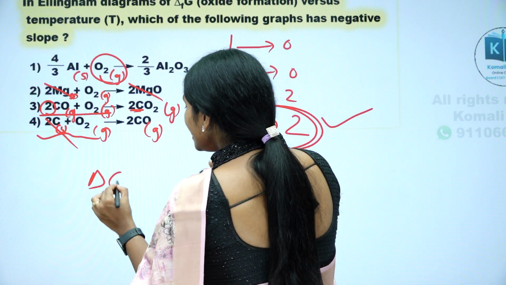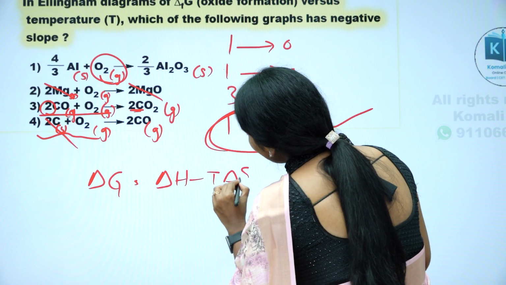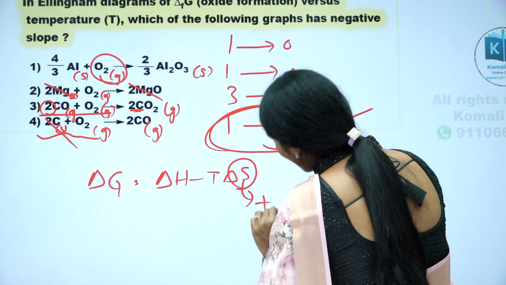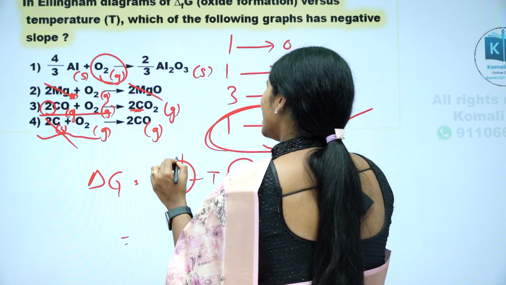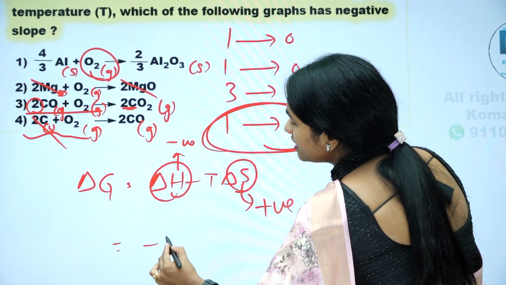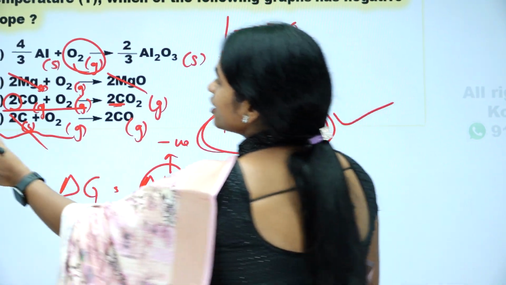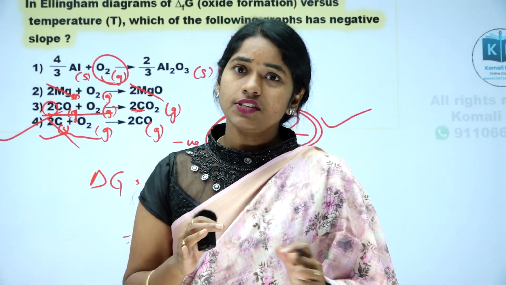So delta G is equal to delta H minus T delta S. Here entropy is increasing, meaning positive. So positive into negative. Anyhow, delta H is negative for all oxide formations. So negative into positive is negative. So in this reaction, the fourth option has a negative slope and it is a spontaneous reaction.